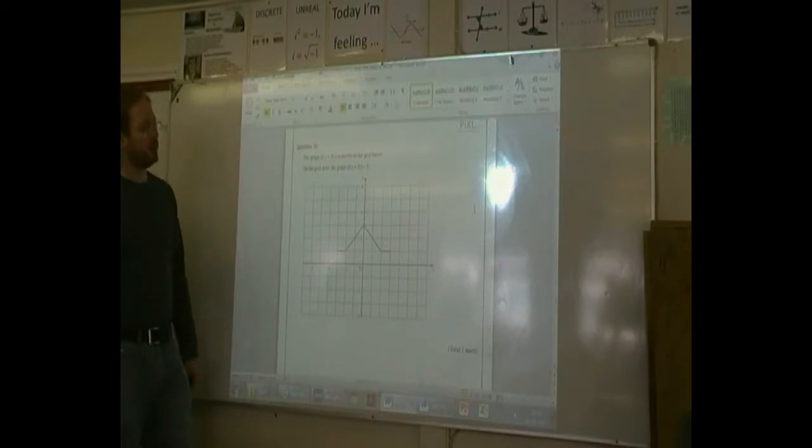This is a bit early for a transformation of graphs question. Usually we'd expect it to be right at the end of the paper, but here's where they're including it.